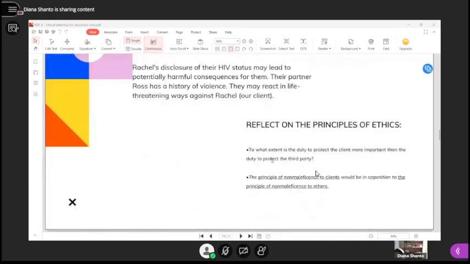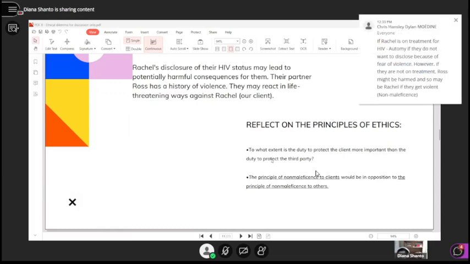To what extent is our duty to protect our client more important than our duty to protect the third party? Our duty to protect the third party and the principle of non-maleficence to the client would be in opposition to the principle of non-maleficence to others. So we don't want Rachel to be harmed by a violent partner, and we don't want Ross to be harmed because he doesn't know.